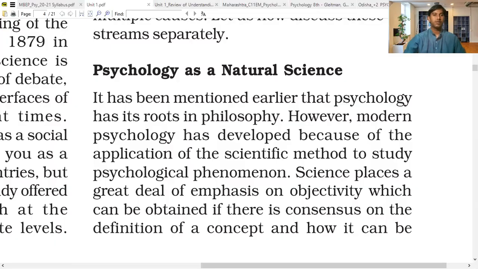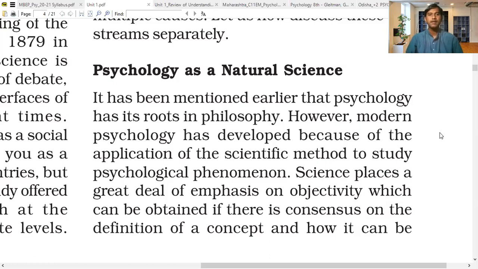Previously, we have discussed a few topics in the first unit, and in this session, we will move forward with the next topic, that is psychology as a natural science. So, psychology as a natural science.